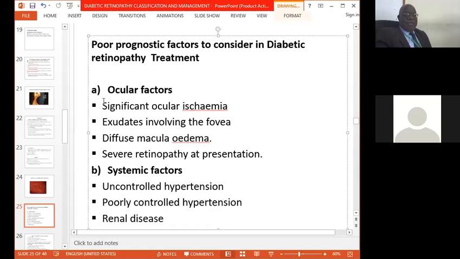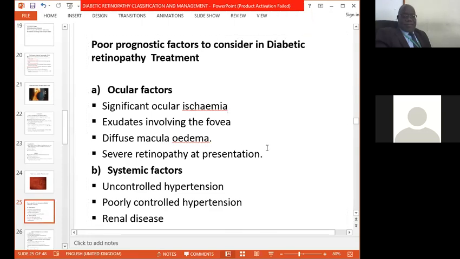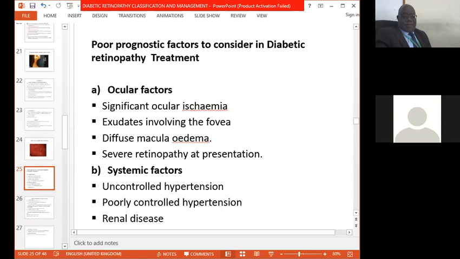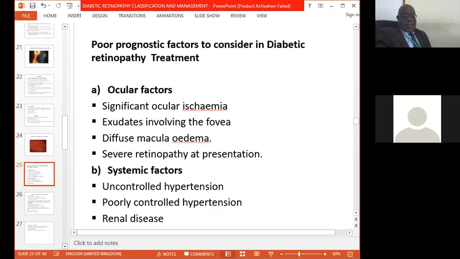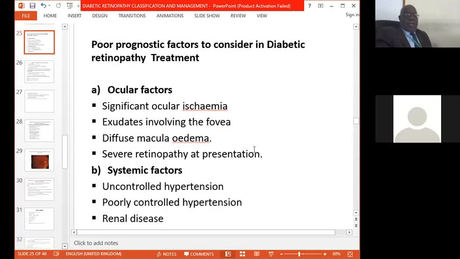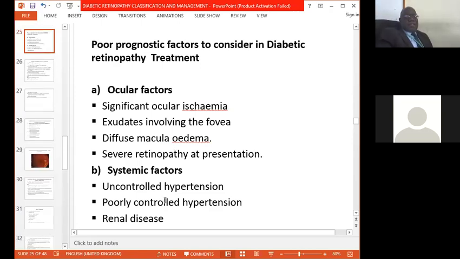These are features you find in the eye. What about systemic features? Uncontrolled hypertension, poorly controlled hypertension and renal disease. So these are poor prognostic factors.